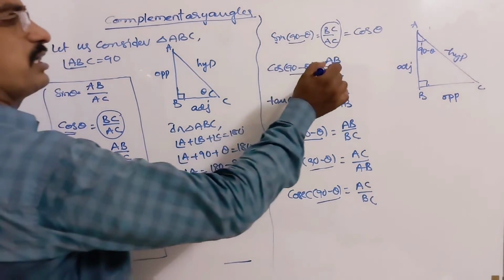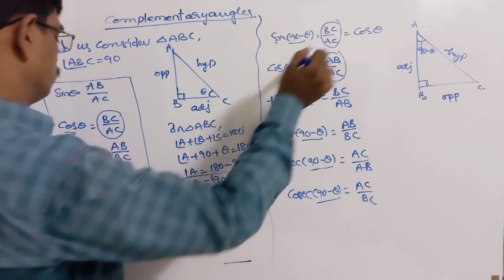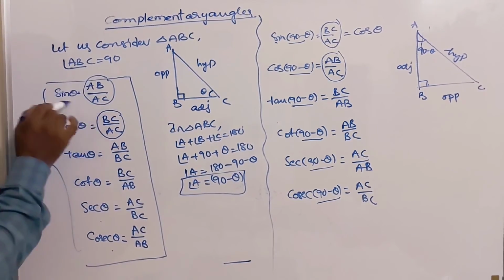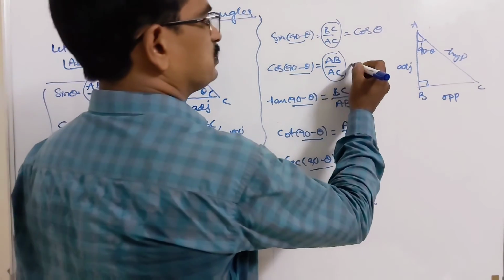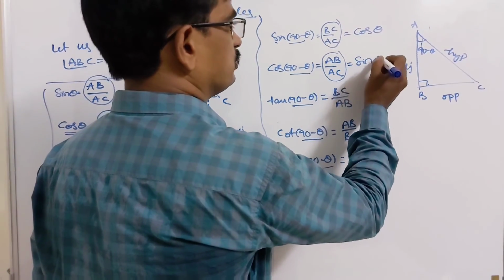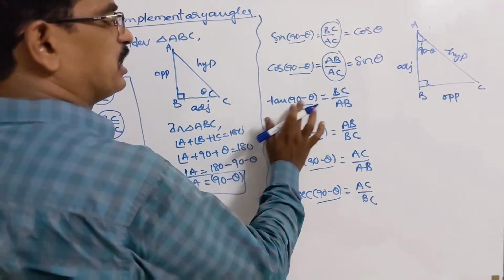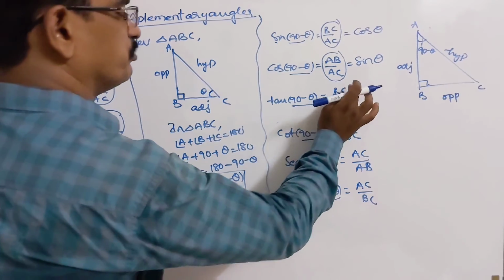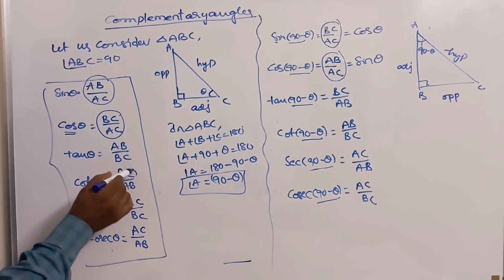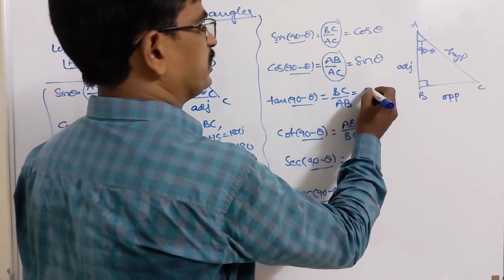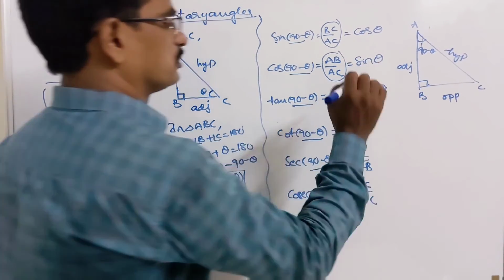Next, here AB by AC is there. That is sin theta. That is, cos of 90 minus theta is equal to sin theta. Next, tan of 90 minus theta. BC by AB is equal to here cot theta. That is, tan of 90 minus theta is equal to cot theta.